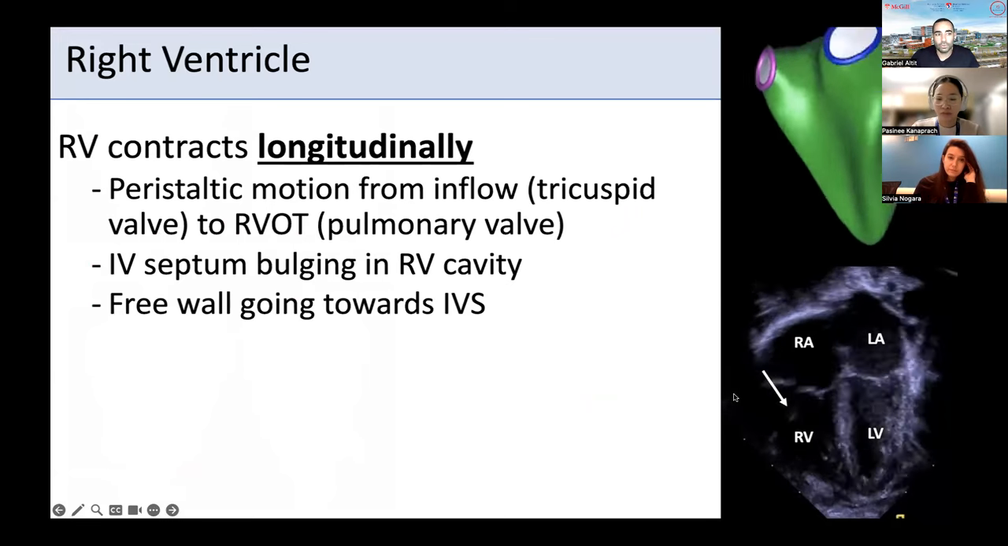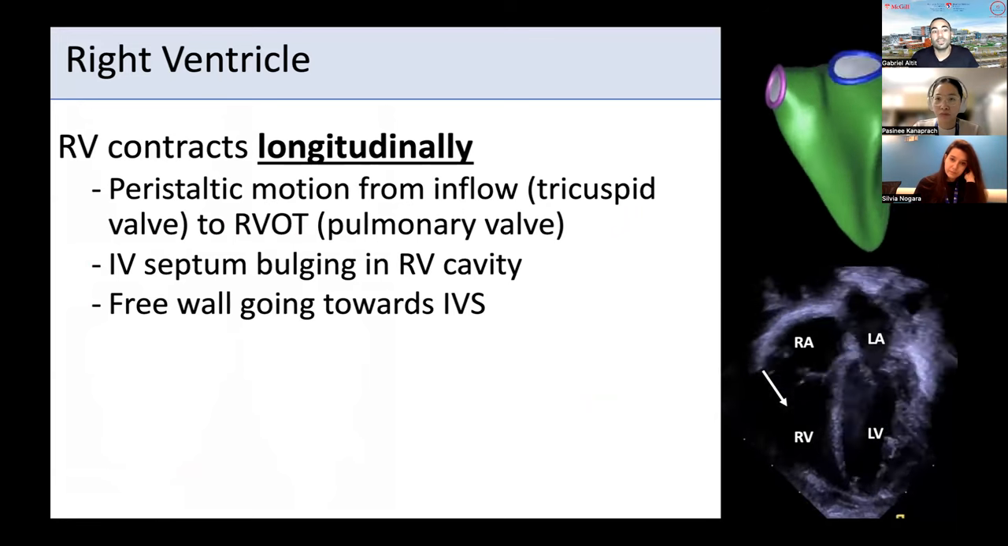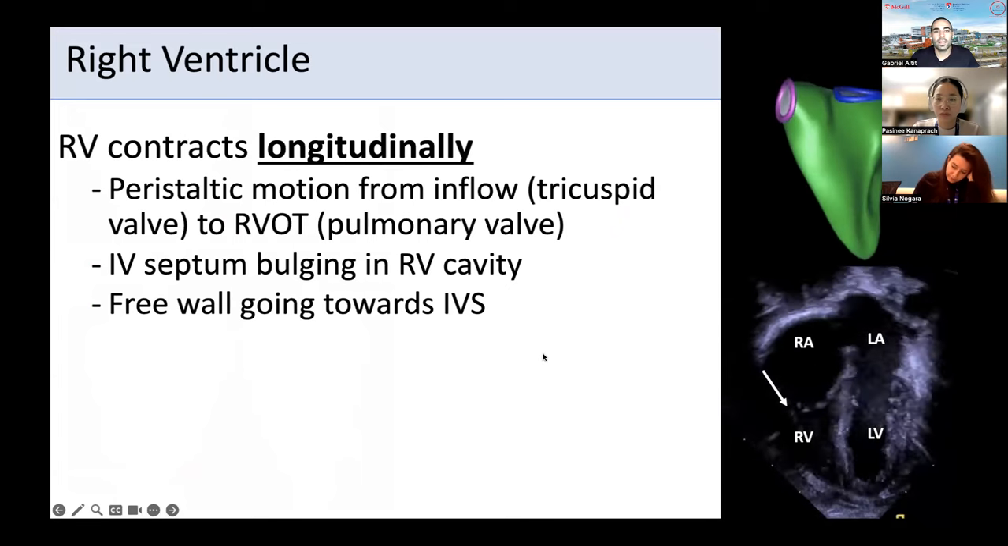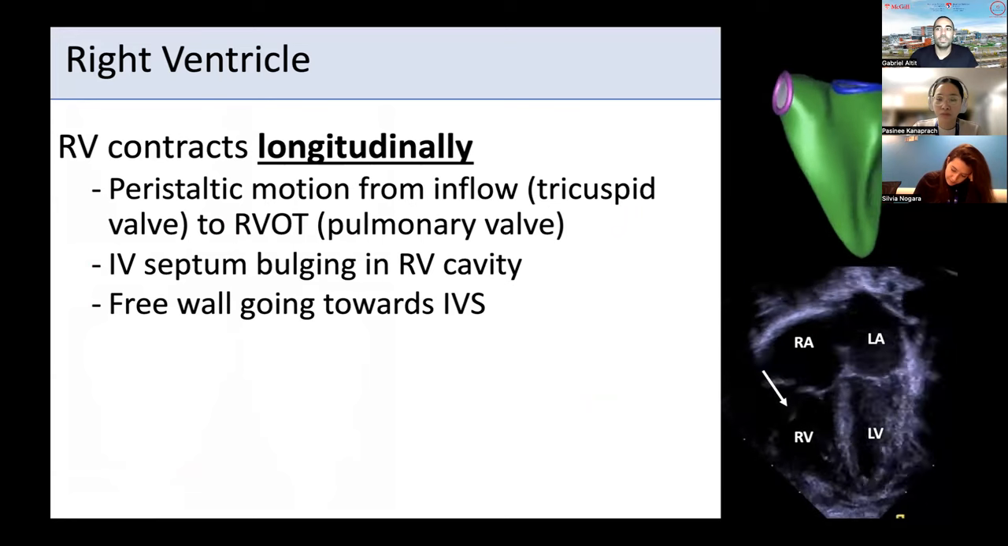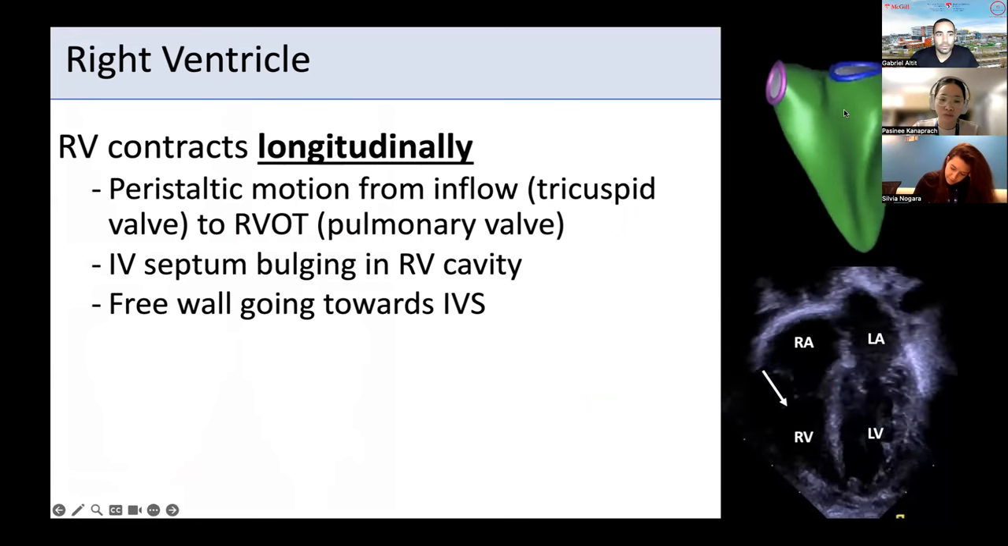The RV contracts longitudinally. So a lot of the metrics that we use to try to quantify RV function are like representation of this RV contractional power. It typically has this type of peristaltic motion from the RV inflow to the RVOT. You can actually see it here, where you can see the RV bouncing up and down.